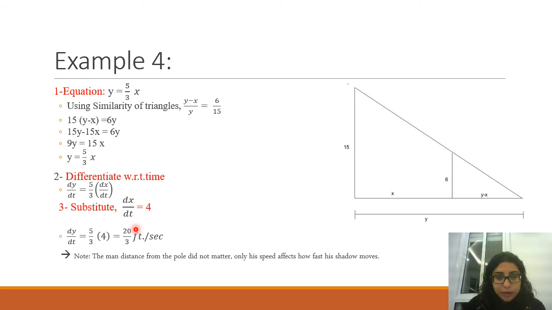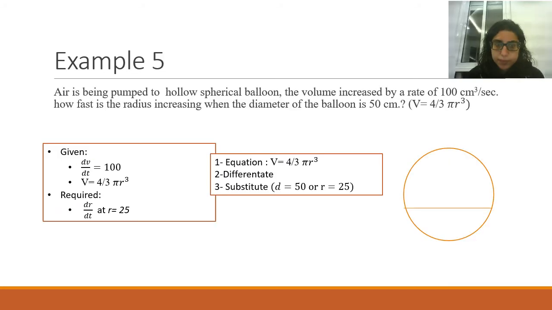There is a very important note here from this equation, that dy by dt just depends on dx by dt. So the man's distance from the pole did not matter. Only his speed affects how fast his shadow moves. The x was not in the equation, so it didn't matter the distance where the man is standing. What actually matters is the dx by dt, how fast he is walking away from the pole.